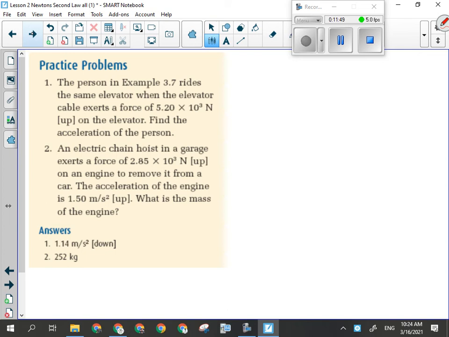So now, looking at question number 1, same person, same elevator. So the mass is still 600 kilograms. Now the cable exerts a force of 5.2 times 10 to the 3 newtons up. Calculate the acceleration of the elevator now. Don't worry about question number 2 because we got to go through that one together. So for question number 1, first thing again is we draw our free body diagram.